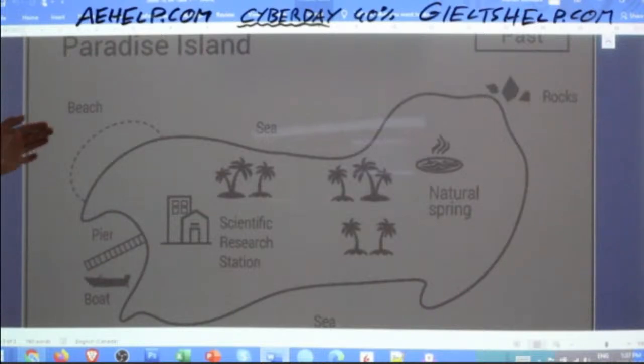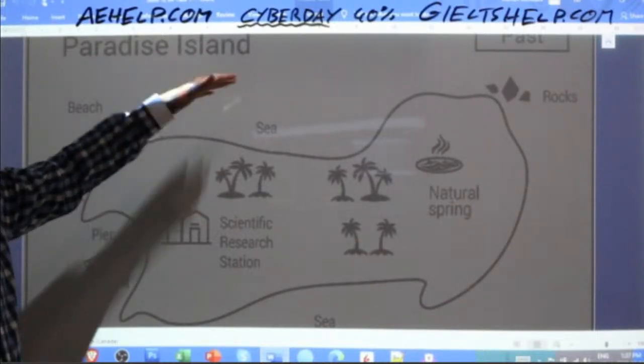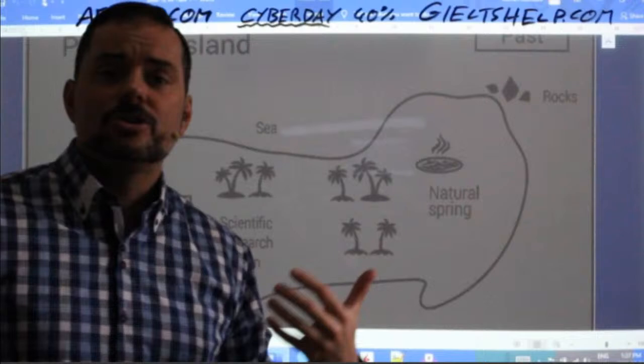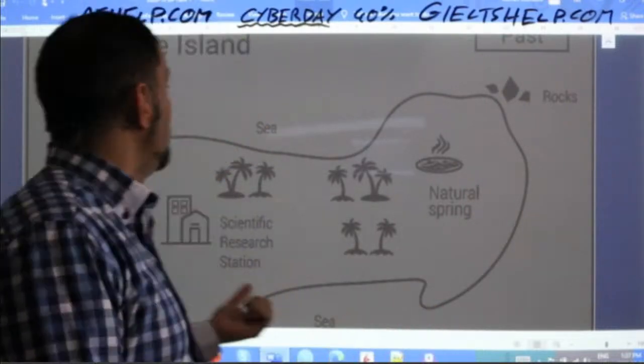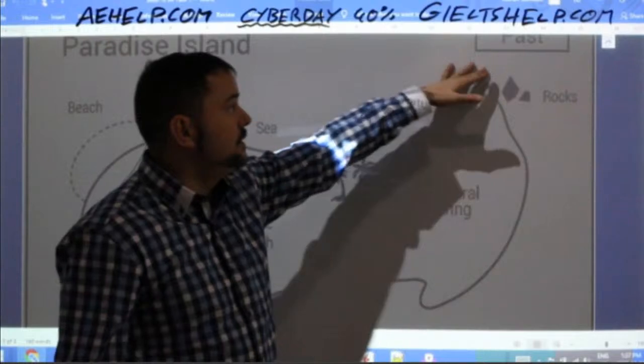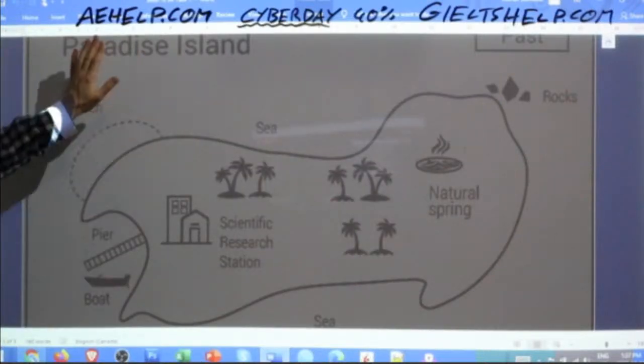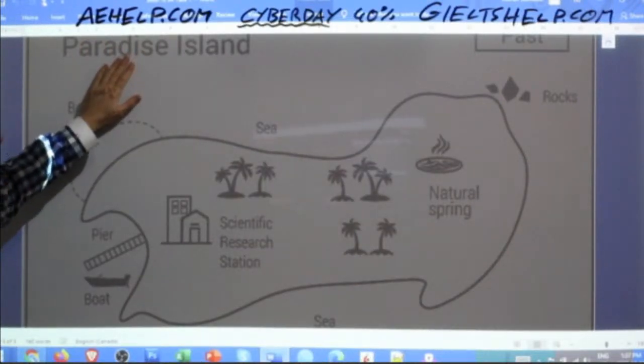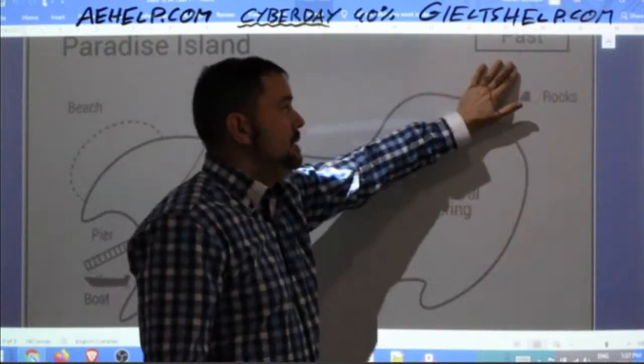The name of the island is Paradise Island. You're always processing pictures the same as written text, so you're going from left to right, top down. So this is a map of Paradise Island. This is of the past.